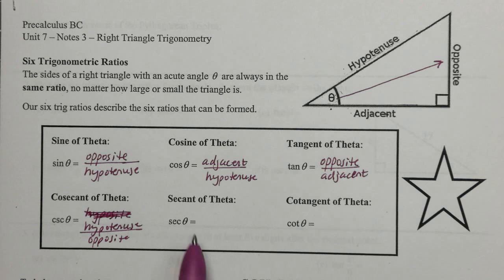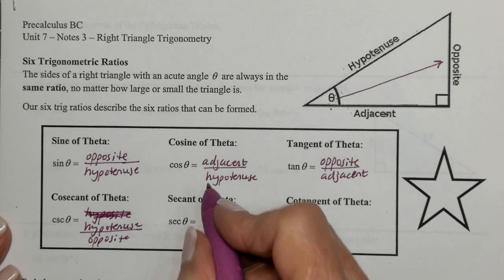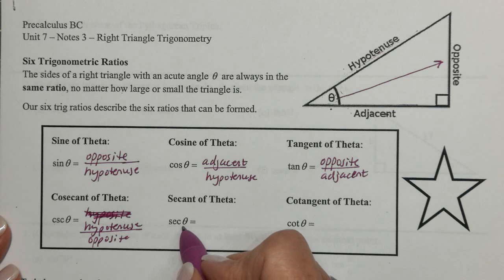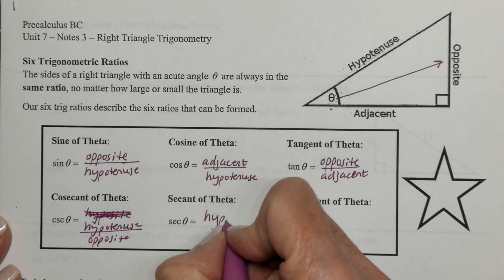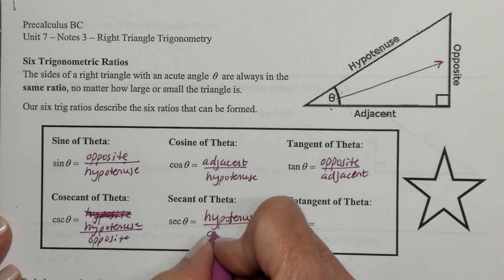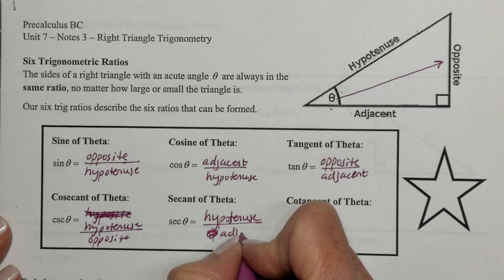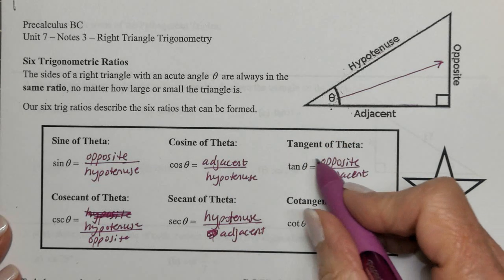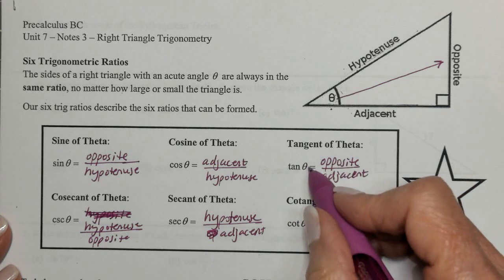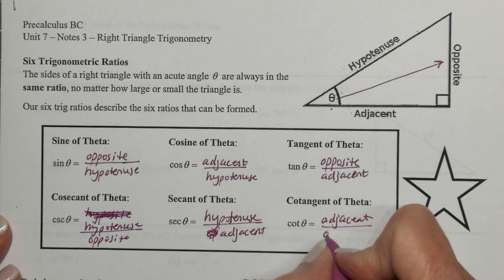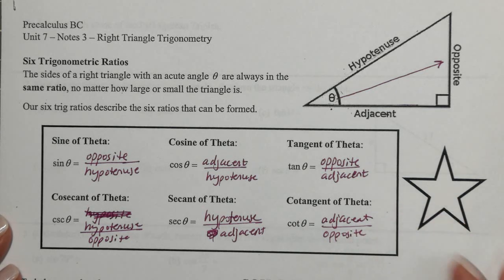Then we have secant. Secant of theta, abbreviated SEC. Secant of theta is the flip of cosine. Cosine is adjacent over hypotenuse. Secant is hypotenuse over adjacent, the flip of cosine. Cotangent is the flip of tangent. It's 1 over tangent. So it is adjacent over opposite. Okay?